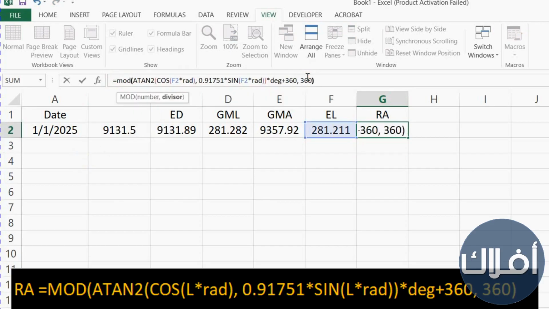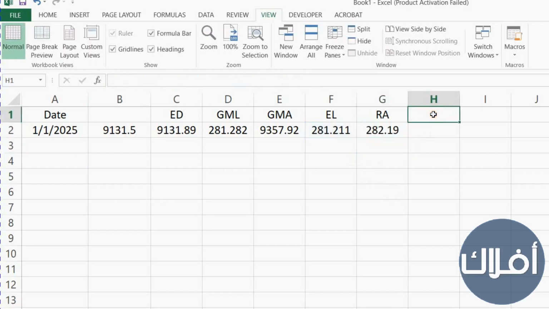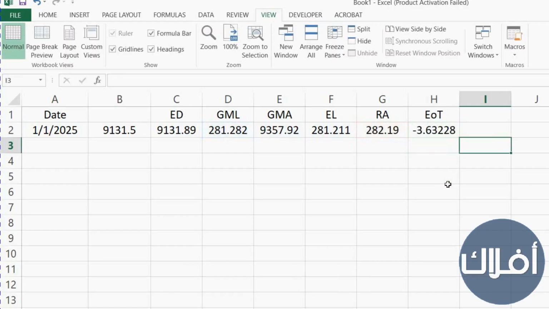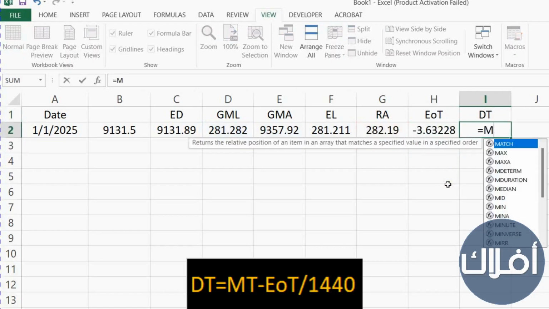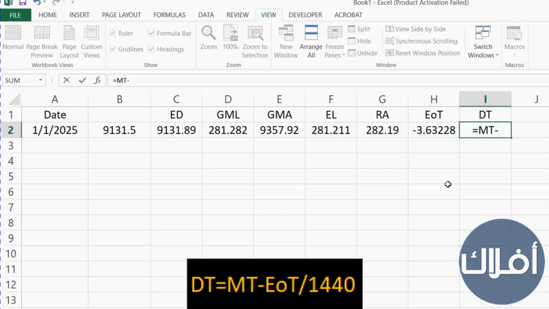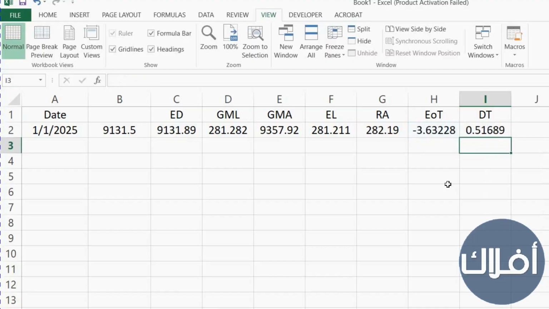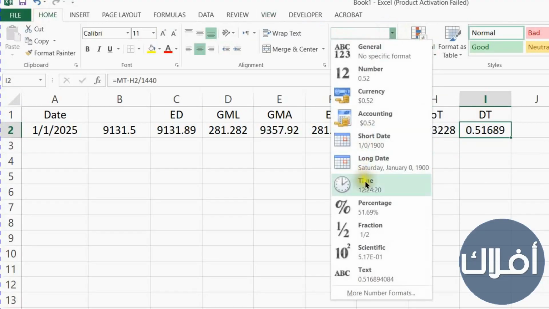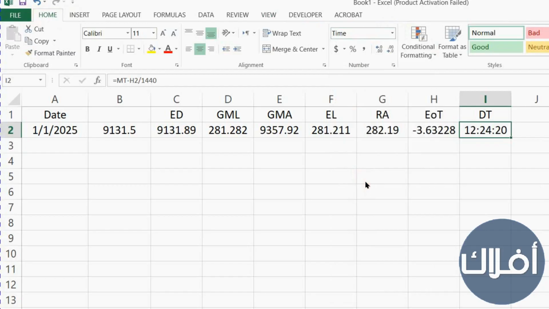And this will make the angle between 0 and 360. And this will be the actual orbit of the Earth. So EOT is nothing but the perfect circle orbit minus the actual orbit, all multiplied by 4 to convert to minutes. And DT, or Dhuhur time, is MT minus EOT over 1440. And this will give us Dhuhur time. We'll use time format. And this will be Dhuhur time for this date.